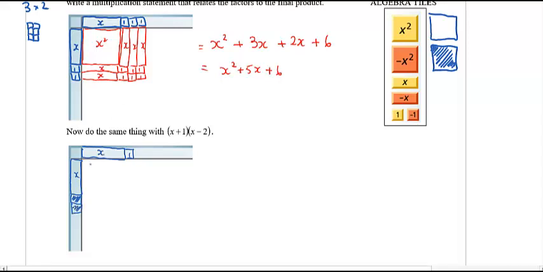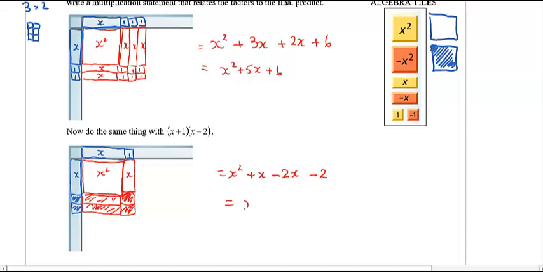And so if we do this, x times x, that gives us x squared. Okay. The x times 1 gives us a positive x. A negative 1 times x gives us a negative x. A negative 1 times x gives us another negative x, so that's actually negative 2x. And then a negative 1 times positive 1, of course, is negative 1, so a negative 1 small square, and also that, so that's minus 2. And if you simplify, that's x squared minus x minus 2.